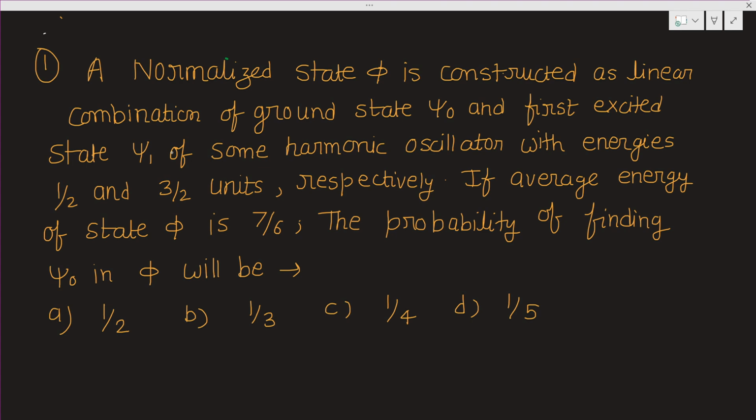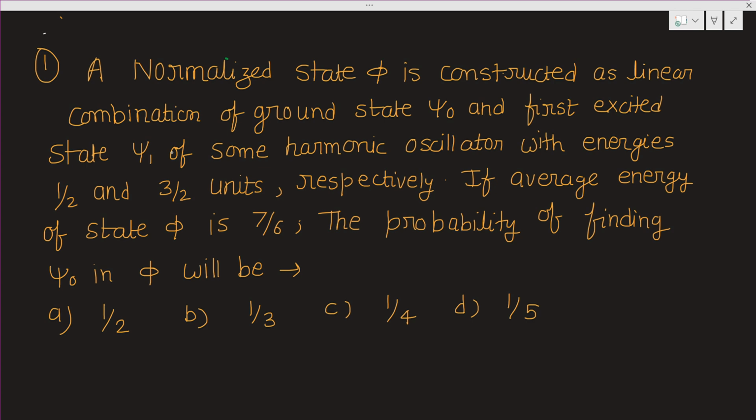So see here, this is the first question. A normalized state phi is constructed as a linear combination of ground state psi naught and first excited state psi 1 of some harmonic oscillator with energies 1/2 and 3/2 units respectively. If the average energy of the state phi is 7/6, the probability of finding psi naught in phi will be: 1/2, 1/3, 1/4 and 1/5.